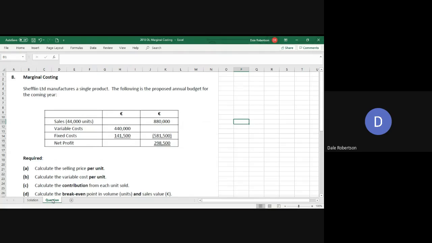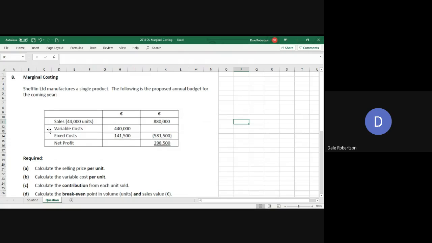So let's have a look at the shape of the question first off. It says Shefflin Limited manufactures a single product. Let's take baseball caps as an example. And the following is the proposed annual budget for the coming year. So they're planning to sell 44,000 units and they're going to make 880,000 euro from those sales. Their variable costs and their fixed costs are listed here, and you subtract those costs away and you're going to get the net profit.